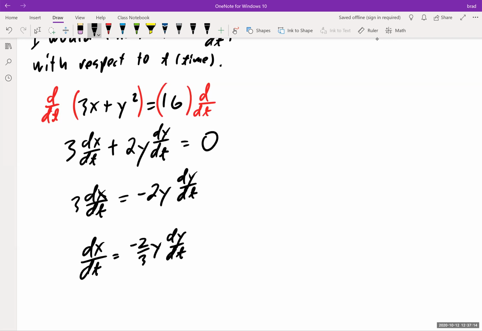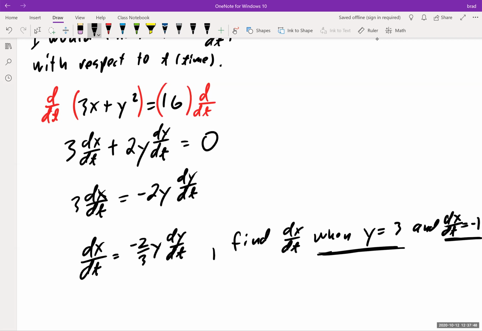Now they normally would follow it up by saying something like this: find dx/dt when y equals 3 and dy/dt equals -1. So then they would ask you to actually solve for dx/dt, find the rate of change of x with respect to time when you know certain things. So this is our when information, and this is our other rate, dy/dt. I don't know why I said dx, this is dy/dt.